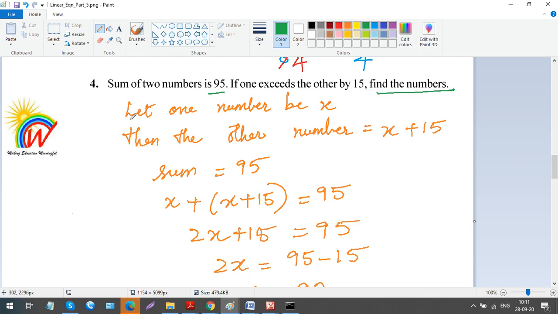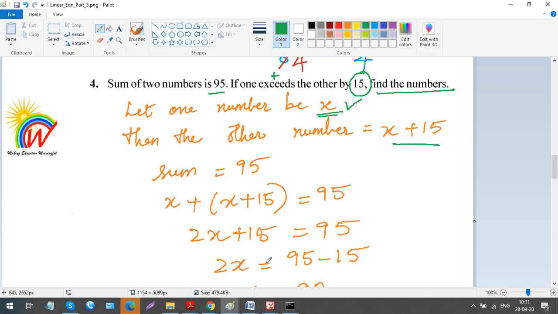So let's say one number is x. Now what are they saying? The sum of two numbers is 95. One exceeds the other by 15. That is, if one number is x, the other number exceeds it. As I told you, exceeds means you are supposed to add, right? If one number is x, the other number is exceeding the first number by 15. So the other number is x plus 15.